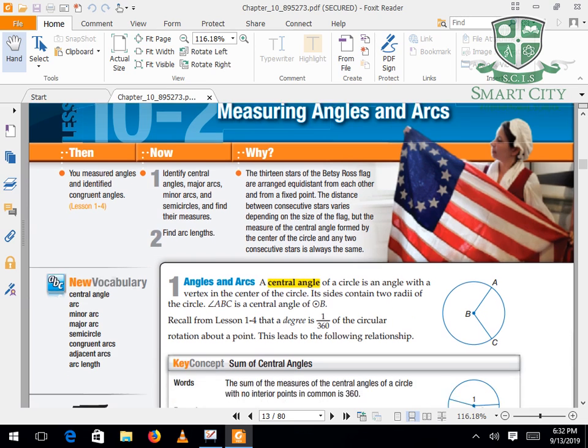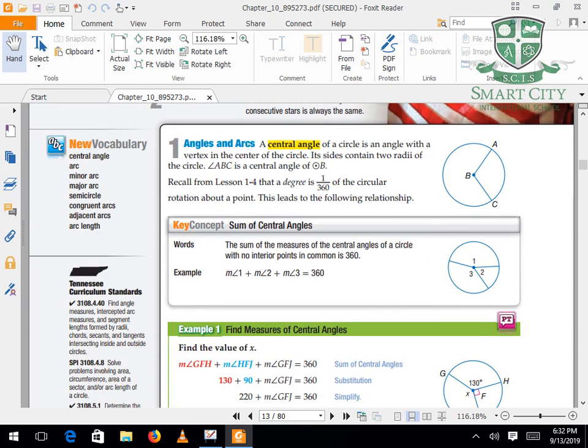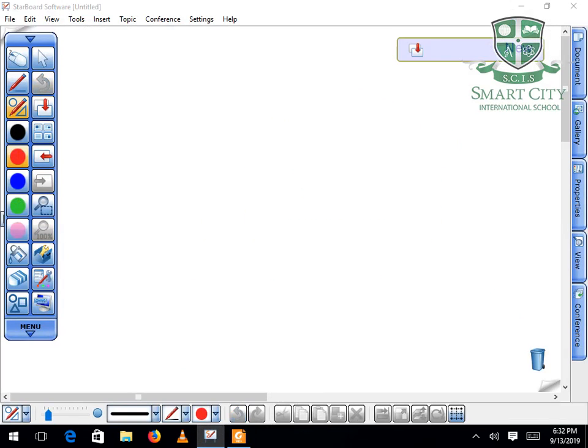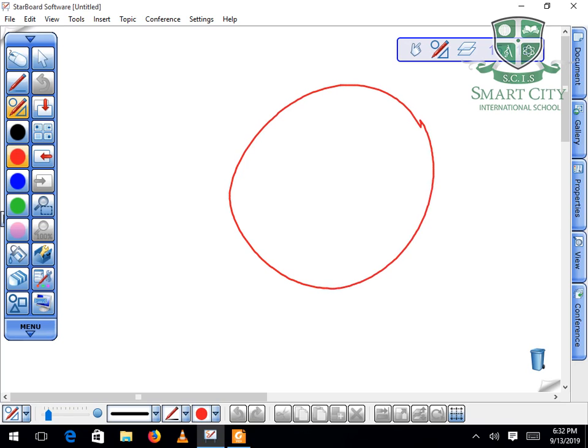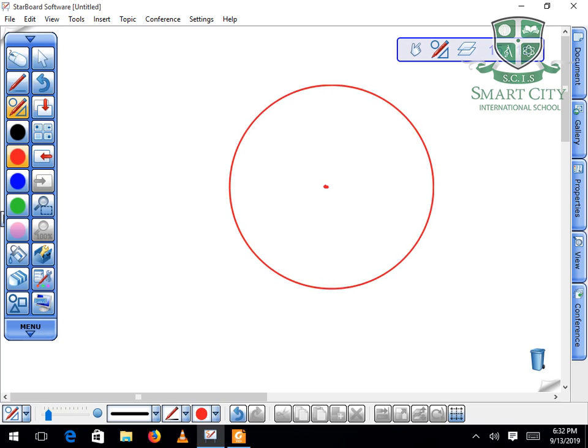Angles inside the circle. As we see here, a central angle on the center B of the circle B. We have an angle ABC. This angle is a central angle because its vertex is on the center of the circle. If we have a circle, from its center we make any angle, so this angle is a central angle.